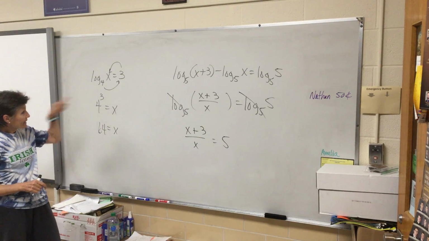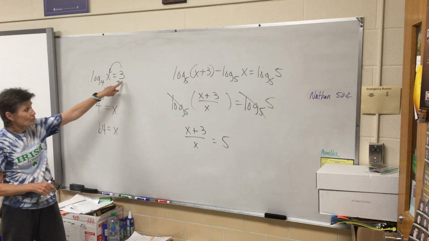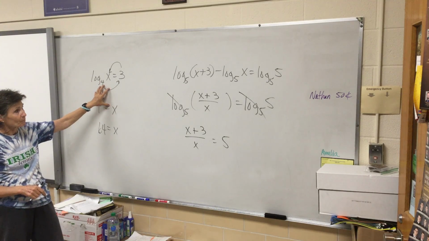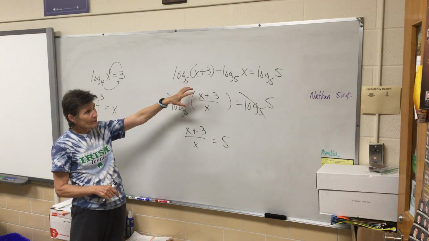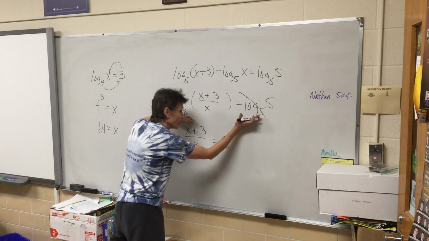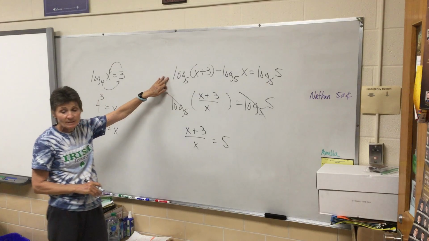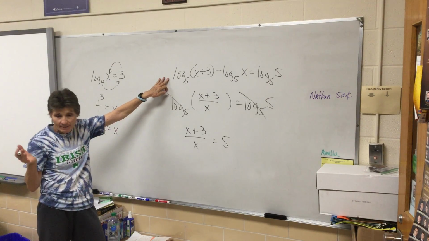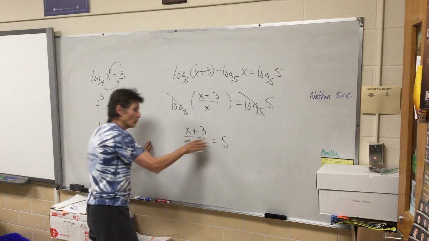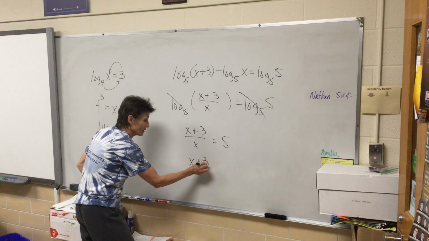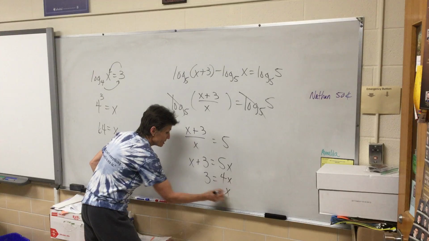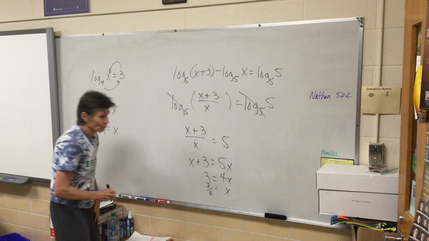You can't do that with this problem because there's no logarithm over here. This one you have to do 4 to the 3rd equals x. You cannot drop the logarithms until you have 1 equal to 1. Do not drop the logarithms in the original problem. You're going to miss it. You have to have 1 equal to 1. Then, once you have your equation, you'll solve it like a regular equation. So it looks like x equals 3/4.